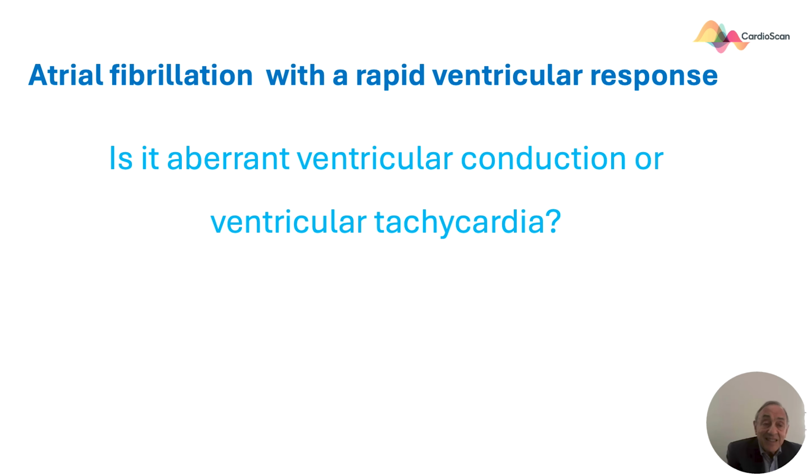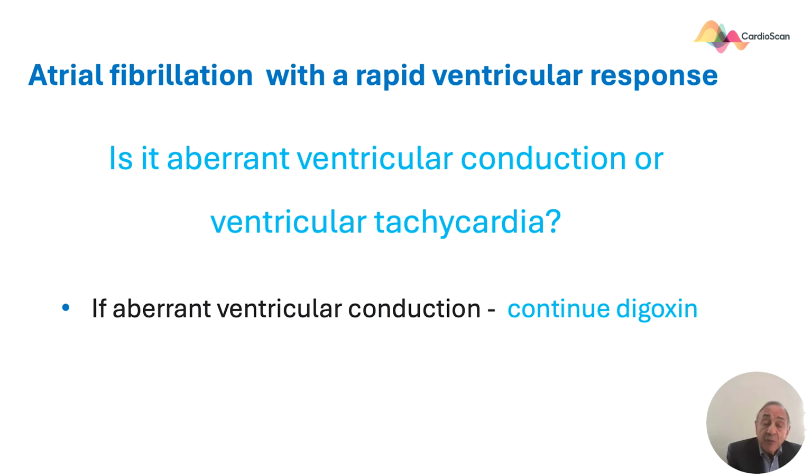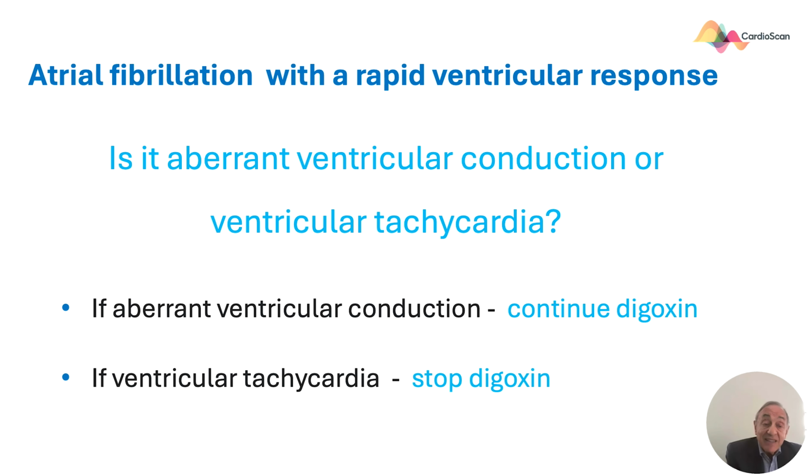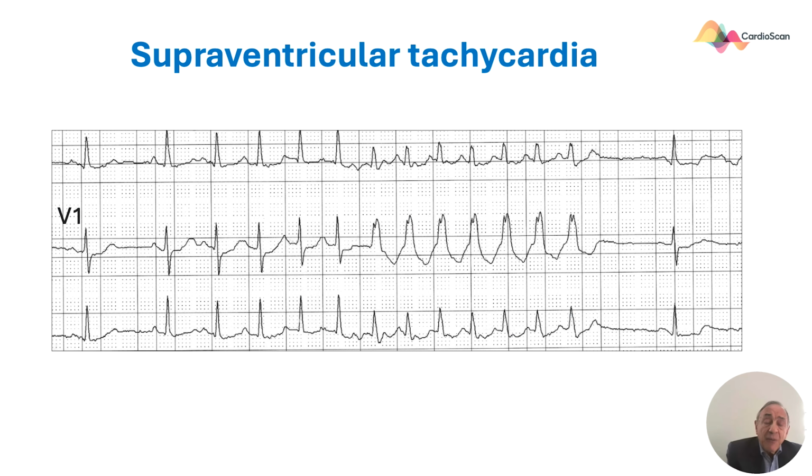So we had a situation. Is it aberrant ventricular conduction or was it ventricular tachycardia? And if it was aberrant ventricular conduction, we continued digoxin, whereas if it was ventricular tachycardia, we stopped digoxin. So you can see how important aberrant ventricular conduction was in everyday management of patients. But atrial fibrillation is not the only abnormality that we look for.